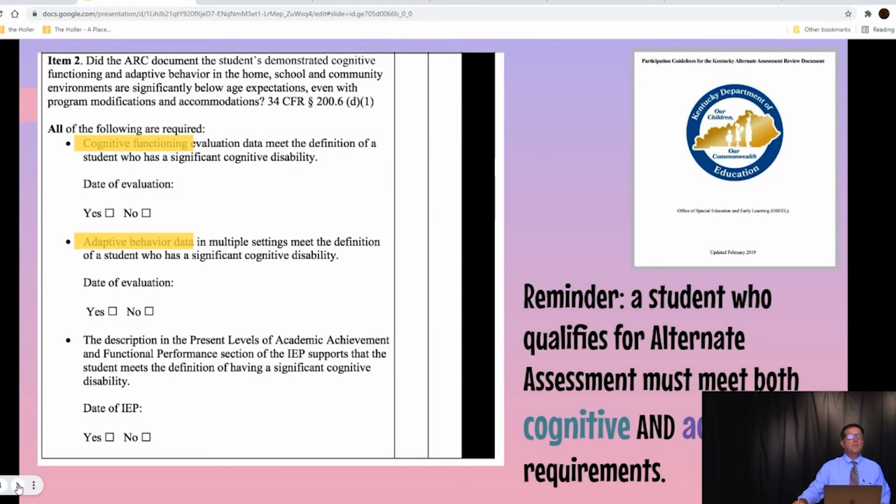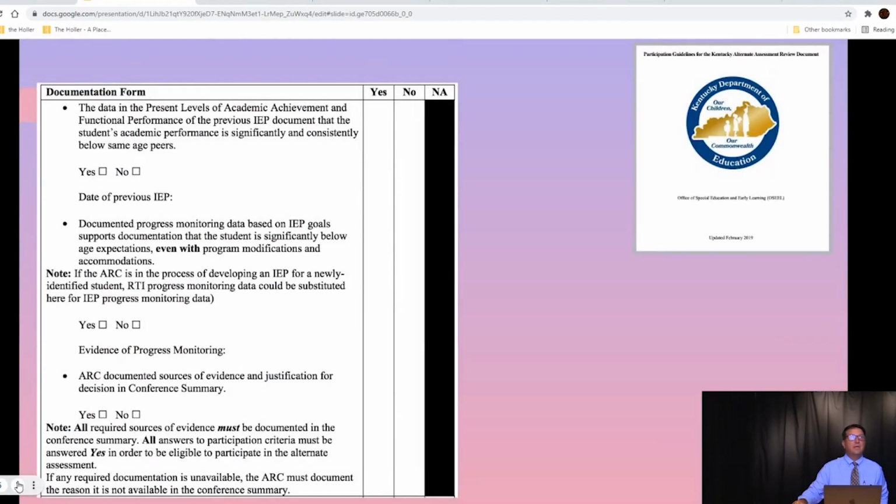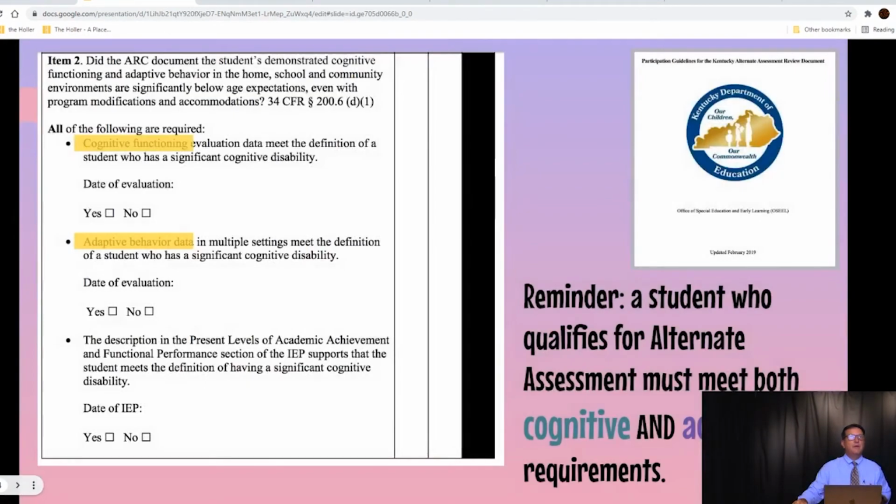And then when we look to see what's in, remind a student who qualifies for alternate assessment must meet both cognitive and adaptive requirements, okay, in order to be on the alternate assessment. Were we able to document that this student meets the definition of a student who has a significant cognitive disability? Let me back up here for a second. And was the adaptive behavior in multiple settings meeting the definition of a student who has a significant cognitive disability?